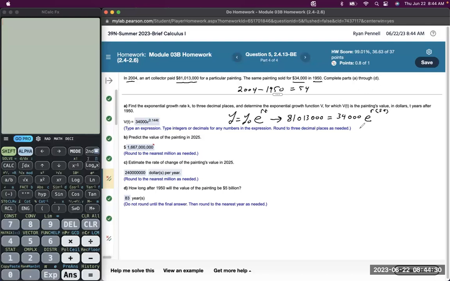All right, so I want to solve for R. How do you do that? Well, you need to divide both sides by the 34, and then we'll take the natural logarithm, and then we'll divide by 54, and that's how we're going to solve. So natural log 8101300 over 34 divided by 54. Okay, that's what R equals.